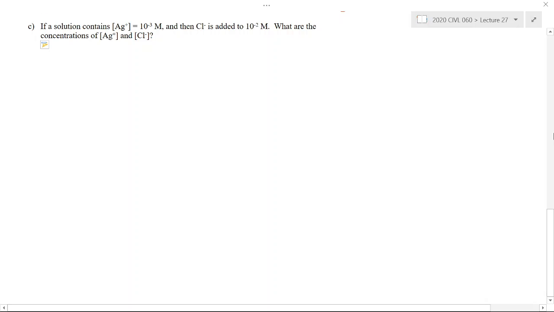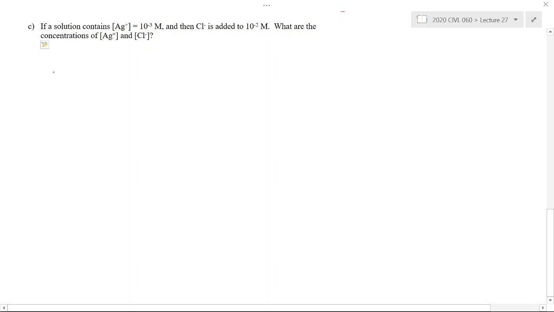In this video, I'm going to go over an example of silver chloride solubility where we are adding the silver and the chloride in different amounts and we want to calculate how much is going to precipitate. Okay, so we're going to have a solution that has 10 to the minus 3 moles per liter of silver, and then we're going to add the chloride such that it has a concentration of 10 to the minus 2. And we want to know what the final concentrations of silver and chloride are, which means we also want to know how much precipitant is going to form.